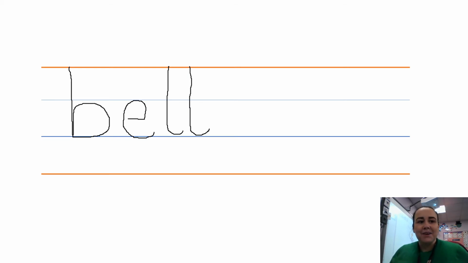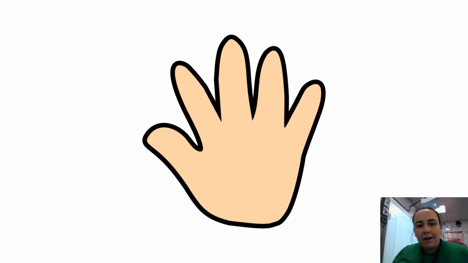Bell. Well done. Okay, so the next word that we're going to segment is the word leg. Leg. My leg is long. Leg. Pause me while you have a go. Okay, let's do it together. We use our sound fingers. How many sound fingers did we need?